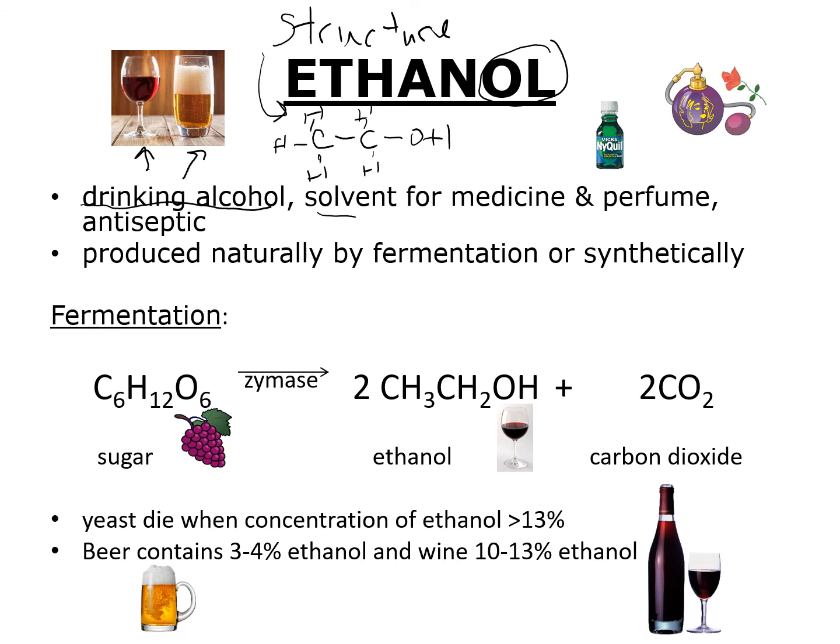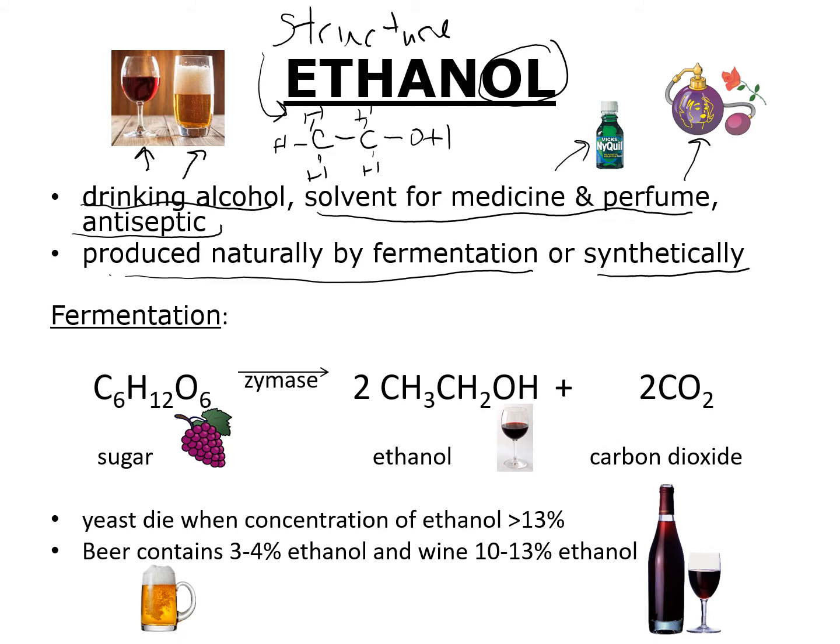Ethanol is also a solvent for medicine and perfumes, meaning that it's the liquid that's going to dissolve your active ingredient. So you might find that in NyQuil or in different types of perfume. It's also used as an antiseptic to kill germs. Ethanol can be produced naturally by fermentation, or synthetically you could make it in a laboratory and end up with the same product. The fermentation process is shown below here.